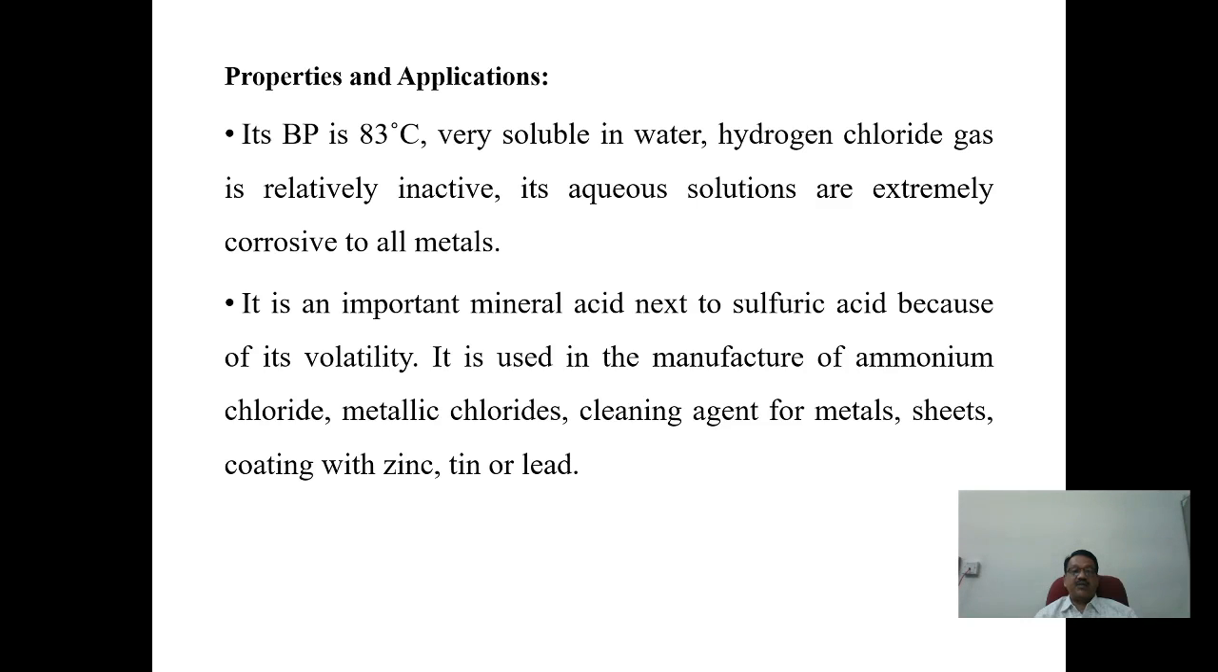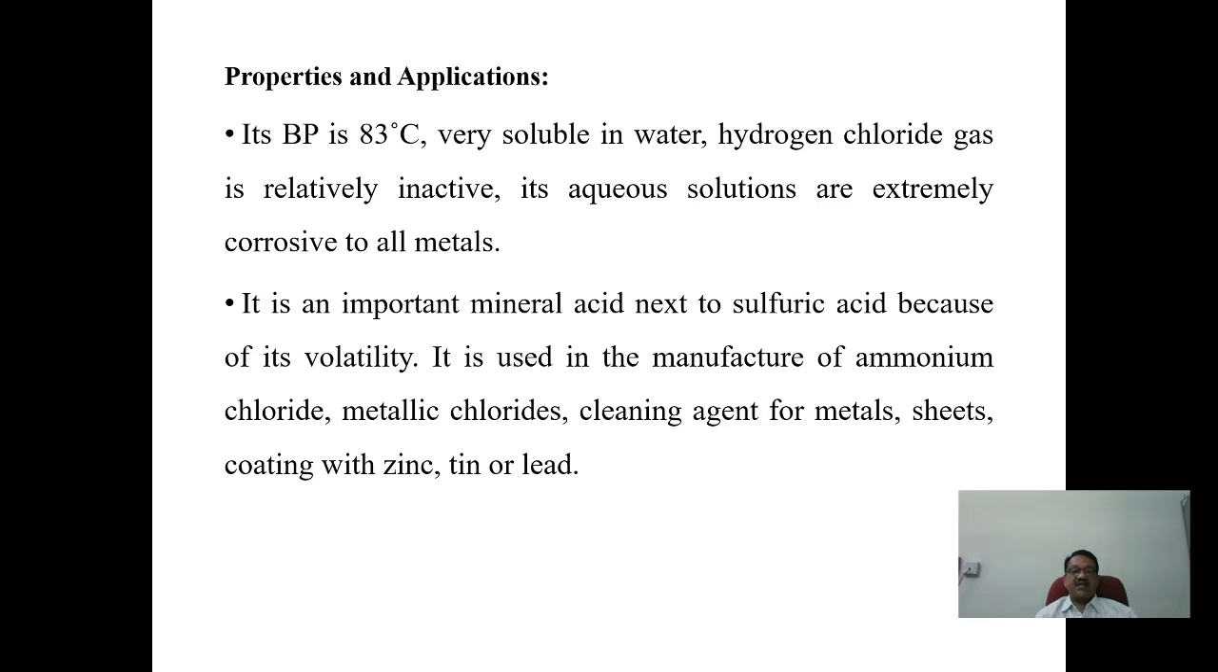Let us see the properties and applications. The boiling point of hydrochloric acid is 83 degrees Celsius. It is very soluble in water. Hydrogen chloride gas is relatively inactive. Its aqueous solution is extremely corrosive to all metals, but in the gaseous state, it is not corrosive. When it forms an aqueous solution, then it becomes corrosive to all metals.